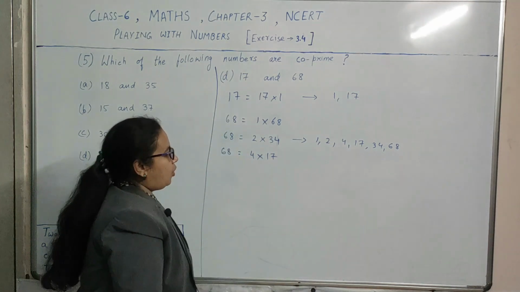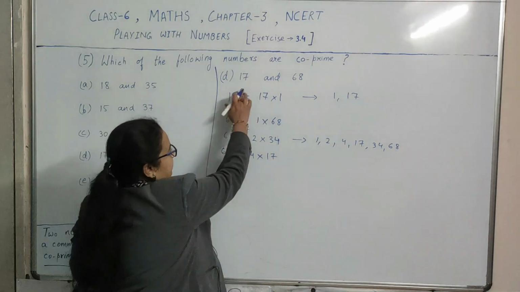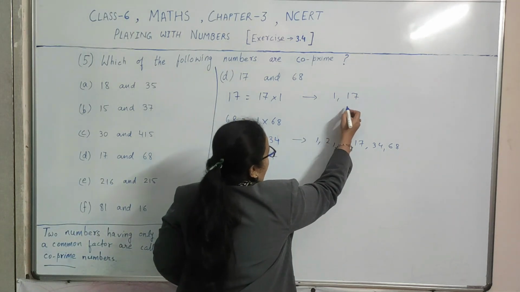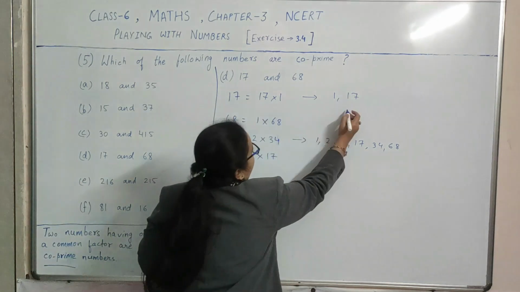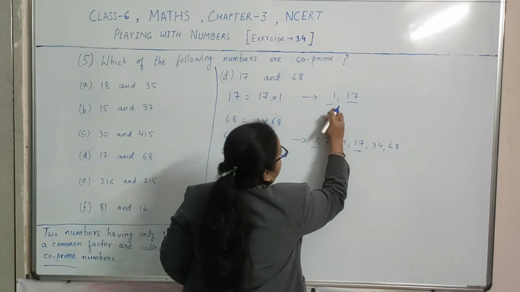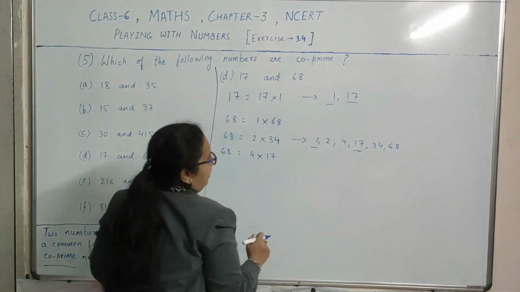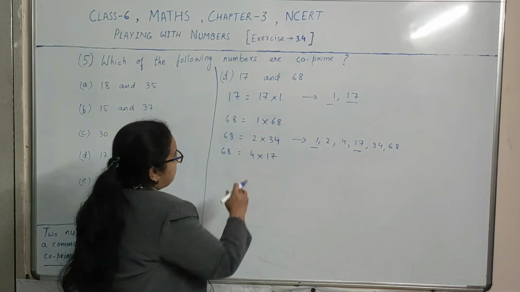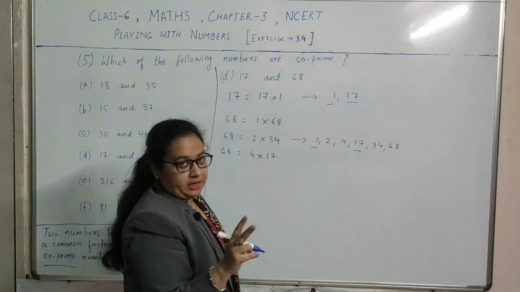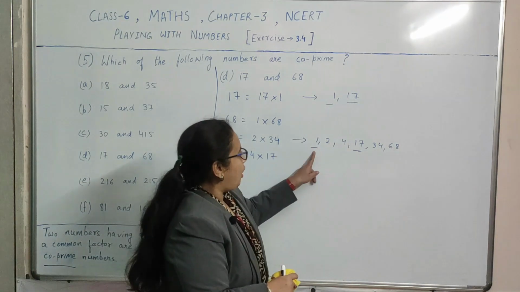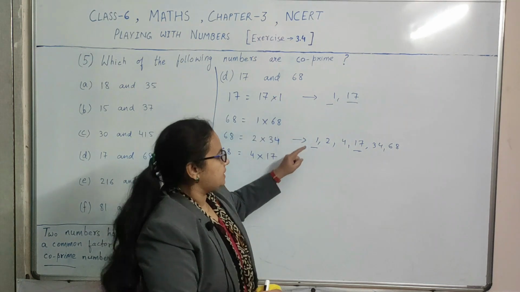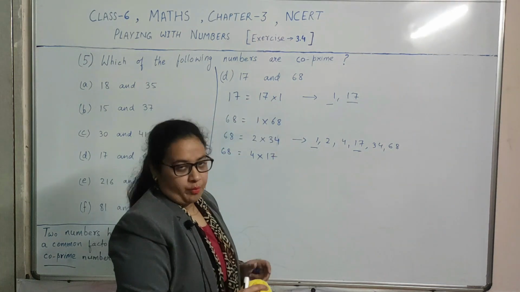Right, so what are the common factors of 17 and 68? See, the first common factor is 1, and the second common factor is 17. So these two numbers have two common factors, 1 and 17. 1 is not the only common factor of 17 and 68. It means these two numbers are coprime.